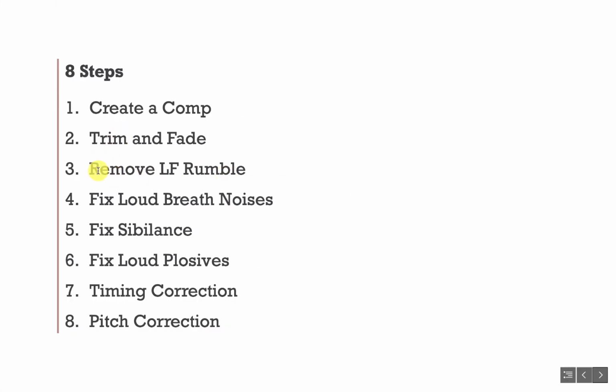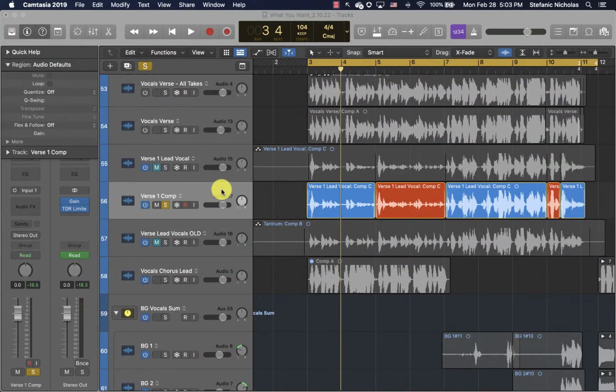Some people think of this as part of the mixing phase, but to me, I look at editing as what we're trying to do is remove all the stuff that doesn't belong so that when we get to the mixing phase, we're not focused on fixing things and we can just focus on getting everything to sound in balance the way that we want. So we're going to go ahead and remove the low frequency rumble during the editing phase. And it's really quite simple how to do this.